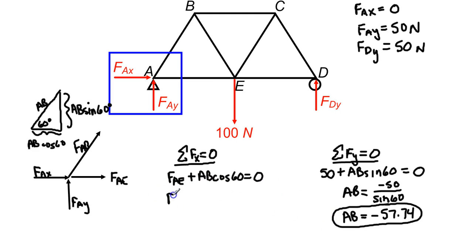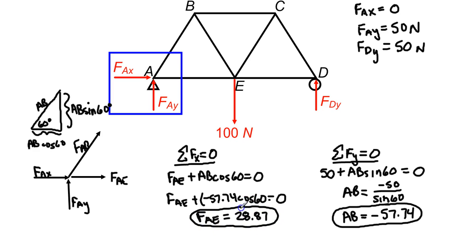We end up with FAE plus a negative 57.74 cosine of 60 equals 0. Plug that expression into your calculator and move it over, and we'll get that the force on the member AE is equal to 28.87.